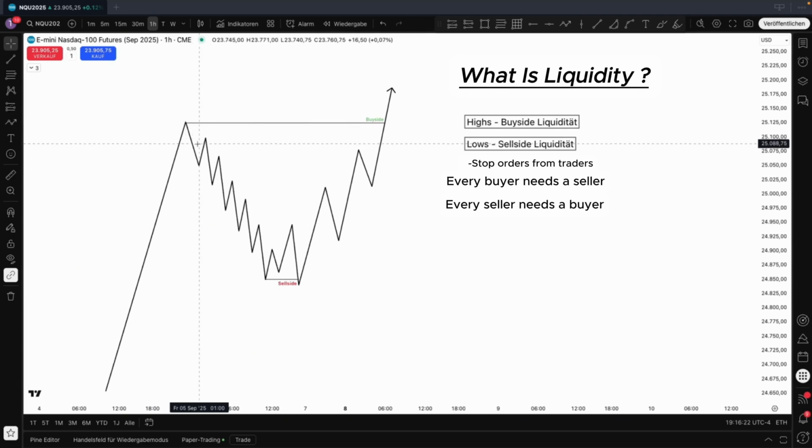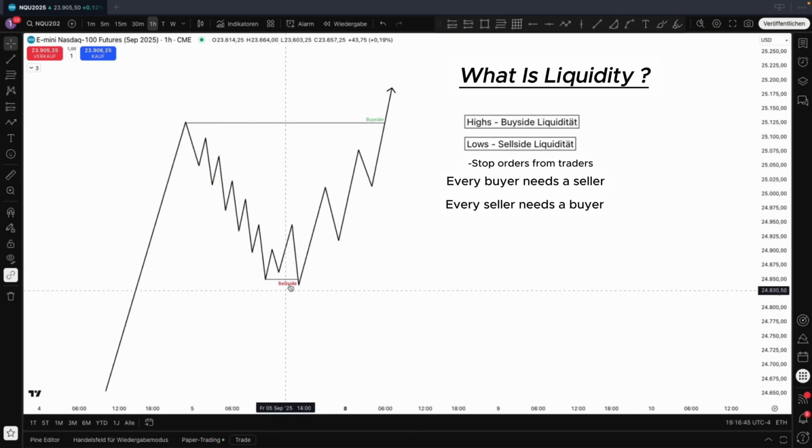Buy-side liquidity is found above every swing high that has not yet been taken out by the market. So let's say right here is where we are in the market. This is our current position. Then we have all these swing highs here that haven't been taken out by the market yet. And above these highs is what's called buy-side liquidity.